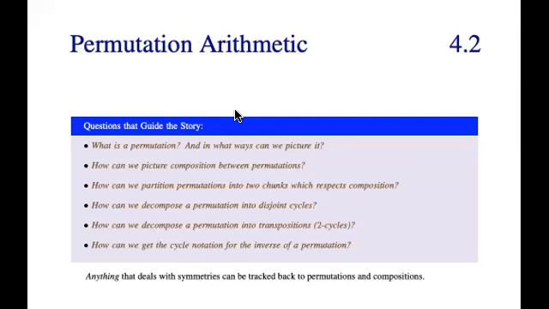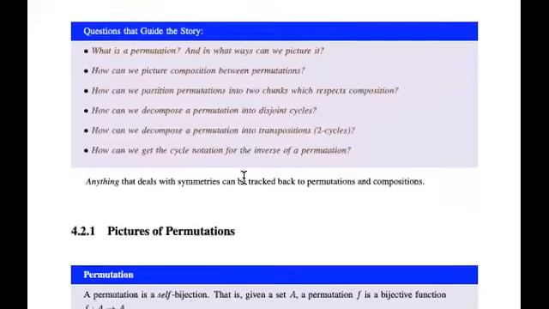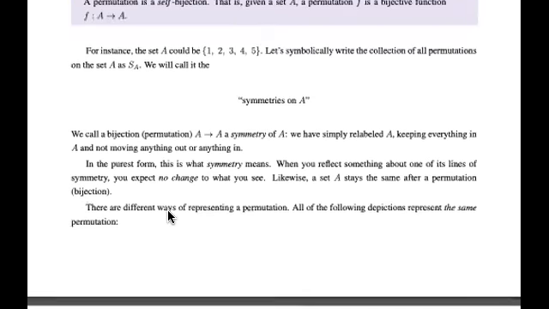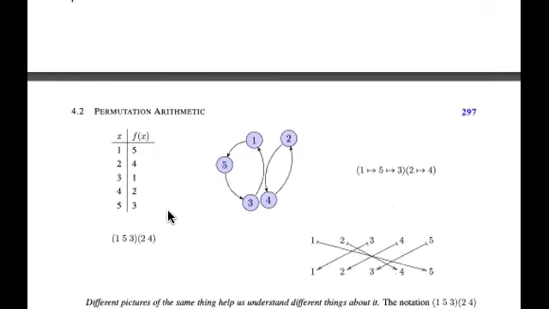permutations. What are permutations? Well, here's a definition. A permutation is a self-bijection. So if we have a set, say A, it's a bijection from a set to itself. So, for instance, let's look at this example right here.